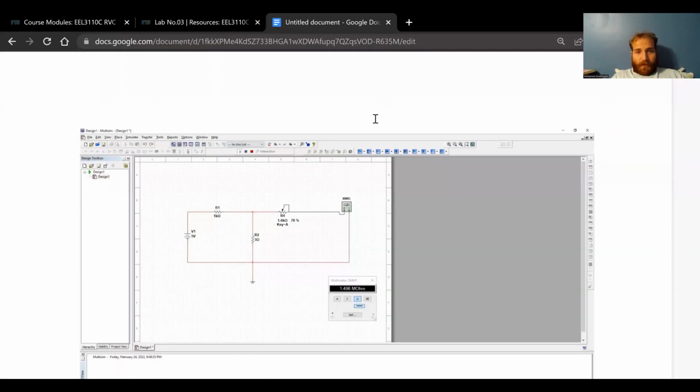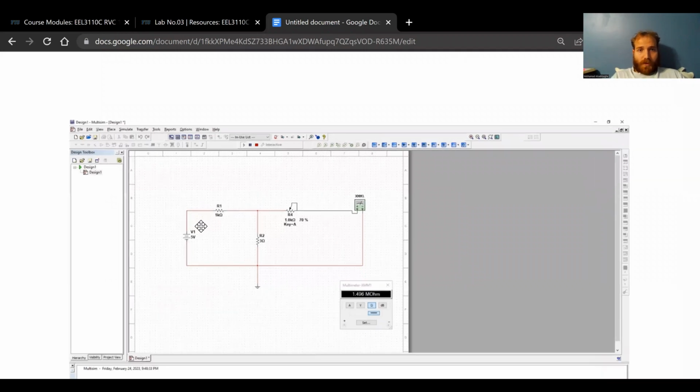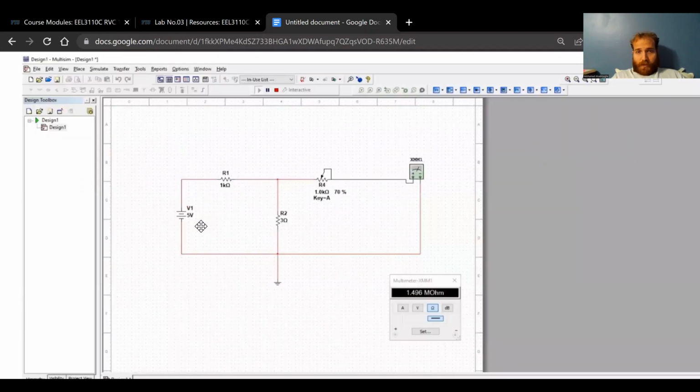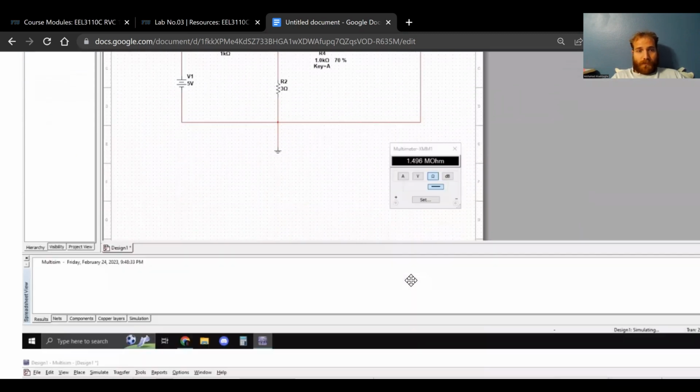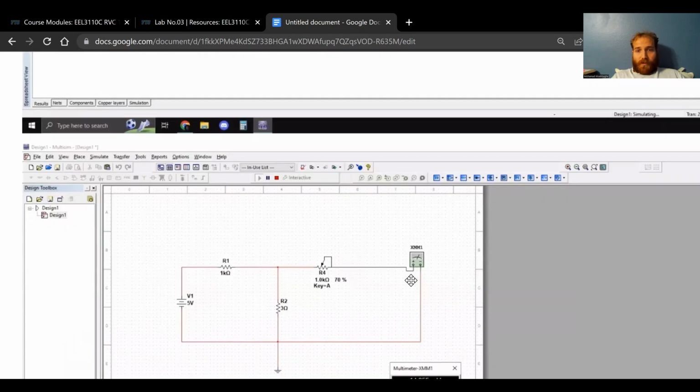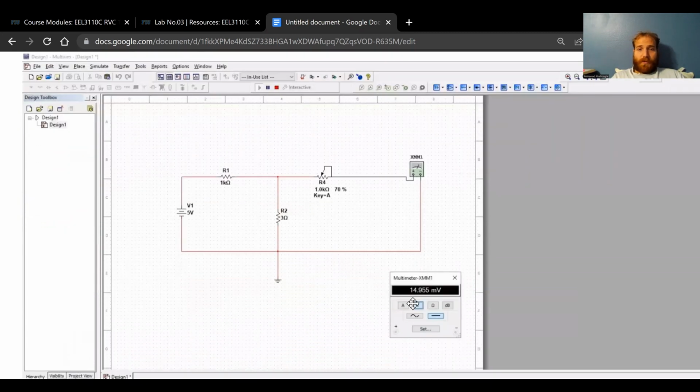Hello, this is lab 3. I did the drawing here. It's pretty simple to do. I did 70%. This is what it came out to for the ohms. I did it here for 70%. This is the number I got.